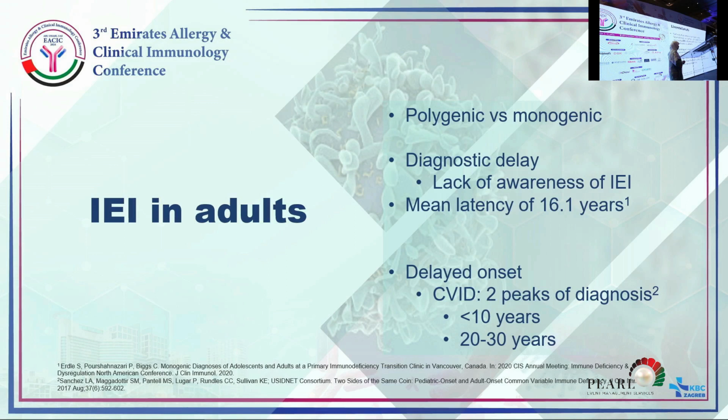Another problem why these disorders occur in adulthood is the delayed onset, of which CVID is a typical presentation. It has two peaks of diagnosis: in children under the age of 10 and in people in their 20s, between 20 and 30 years.